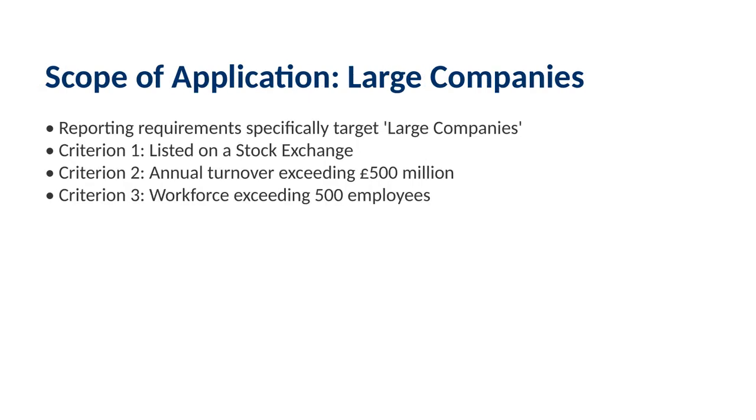Now, pay close attention to who this applies to. These reporting rules aren't for every small business. They target large companies. A company is considered large if it meets any of these 3 criteria. It's listed on the stock exchange. It has an annual turnover exceeding £500 million, or it employs more than 500 people.